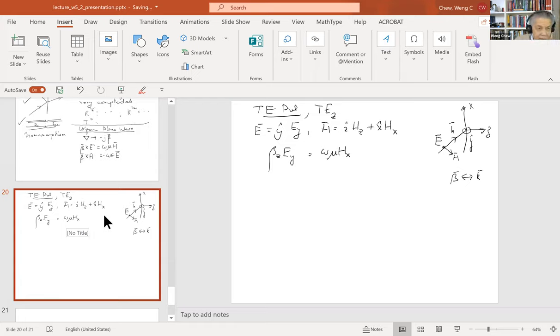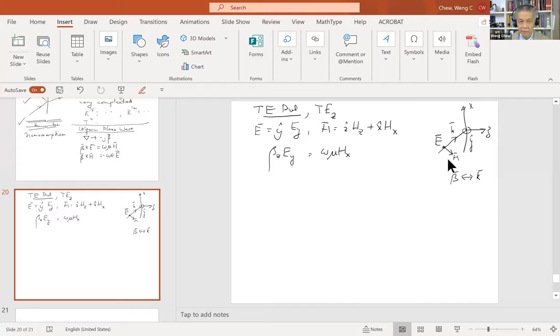And on the right hand side, if I write it out, I wouldn't have any z component because beta cross E will only point out of the paper. Beta is in this direction. This is my beta. Crossing with E will only point out of the paper. So on the right hand side, I only have Hx and there's no Hz. Let me see if I'm saying it right. z cross y is equal to Hx.